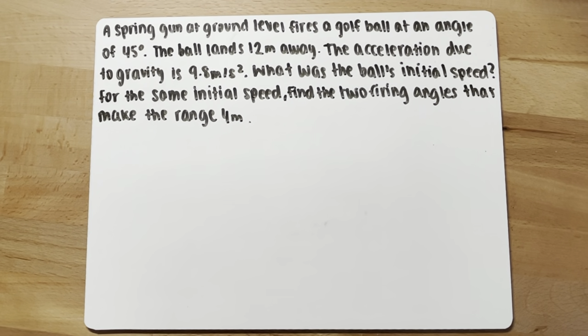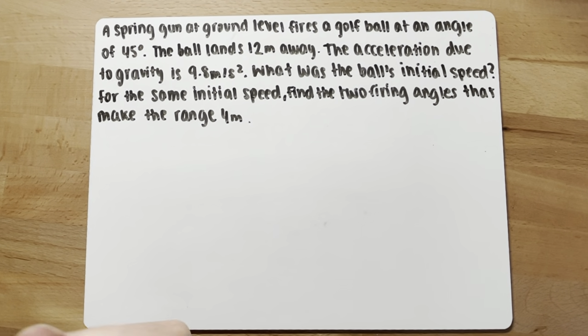This problem says that a spring gun at ground level fires a golf ball at an angle of 45 degrees. The ball lands 12 meters away. The acceleration due to gravity is 9.8 meters per second squared. What was the ball's initial speed? And for the same initial speed, find the two firing angles that make the range 4 meters.